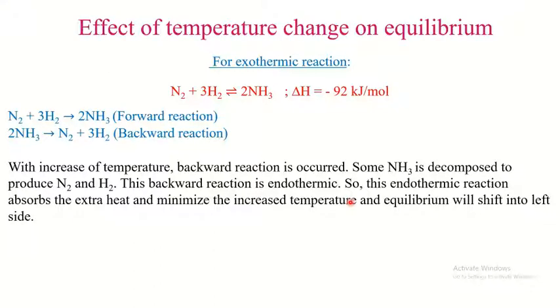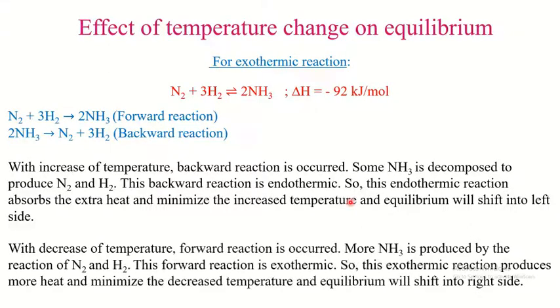So this reaction is an exothermic reaction. Not only this reaction, for every exothermic reaction, if temperature is increased, then the backward reaction rate will be increased and equilibrium will shift to the left side. And if temperature is decreased, what will happen? When temperature is decreased, the reaction will go in such a way that the decreased temperature will be increased again. How? By producing heat.